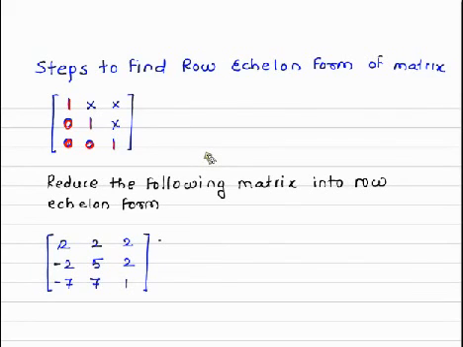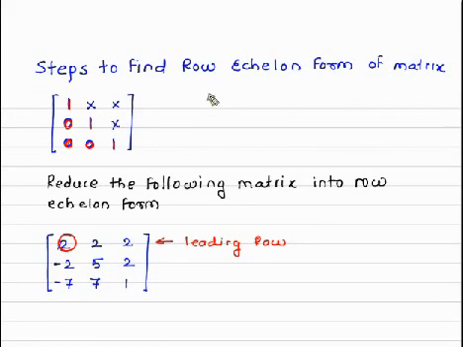Now we go with one of the examples. Now see the example. Reduce the following matrix into the row echelon form. The matrix is 2, 2, 2, minus 2, 5, 2, minus 7, 7, 1. Now to make first as 1, we consider this element as a leading element and this row as a leading row.